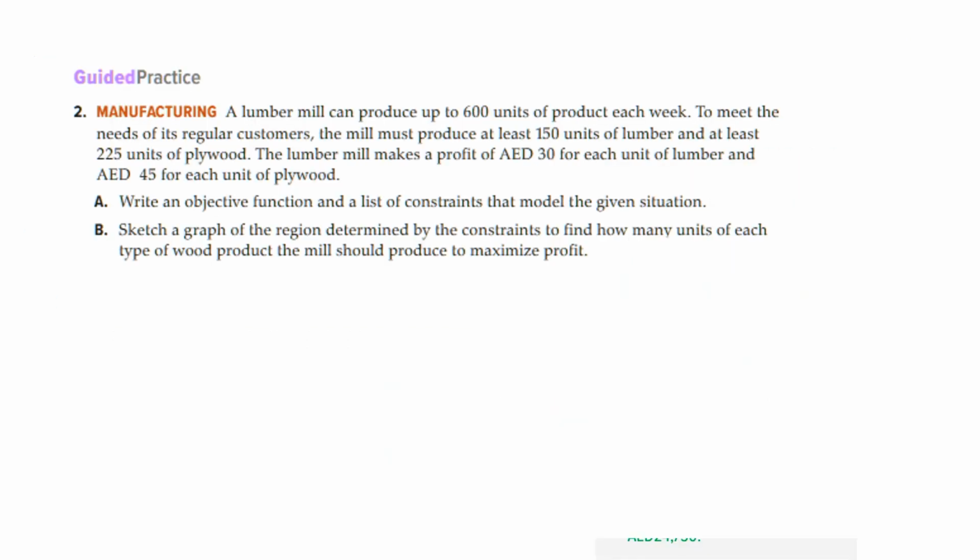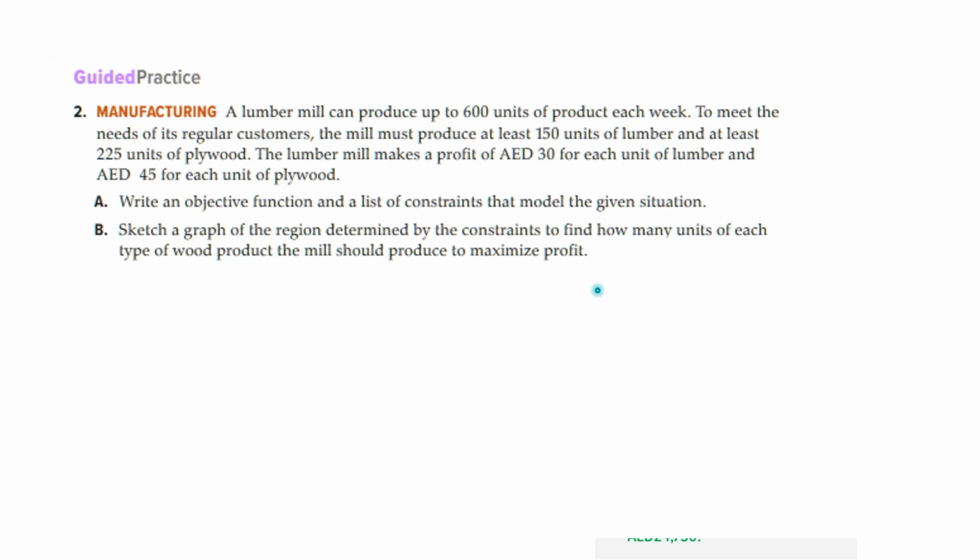Now it's your turn. Read the question carefully and then write an objective function and a list of constraints that model the given situation. Also, you need to sketch a graph of the region determined by the constraints to find out how many units of each type of wood product the mill should produce to maximize profit. You can pause the video and resume when you're ready.